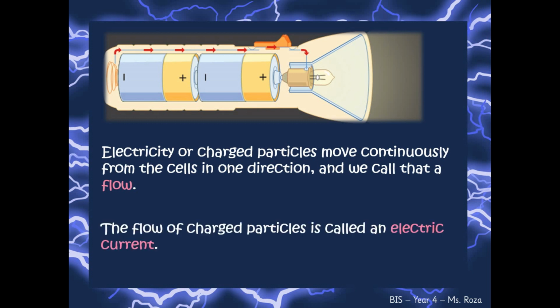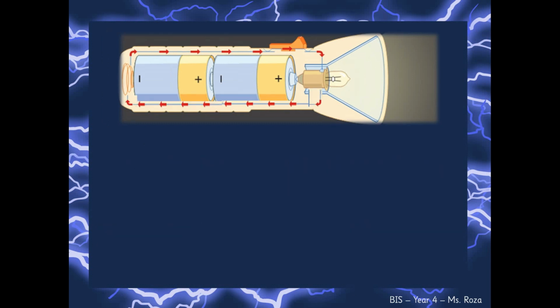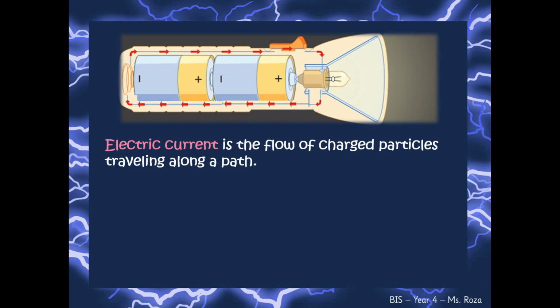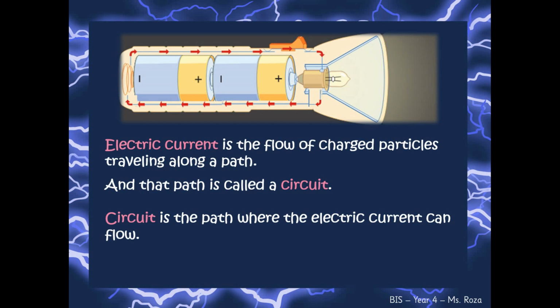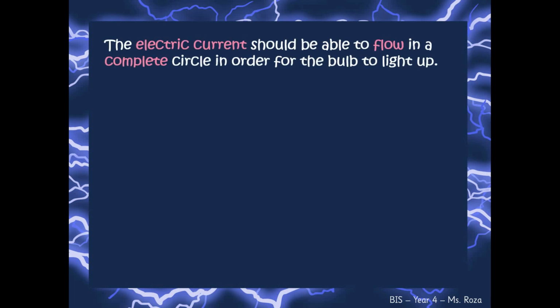So the flow of charged particles is called an electric current. Electric current is the flow of charged particles traveling along a path, and that path is called a circuit. A circuit is the path where the electric current can flow. Now, the electric current should be able to flow in a complete circle in order for the bulb to light up. Circuit sounds like circle because just like a circle, it goes round and round.